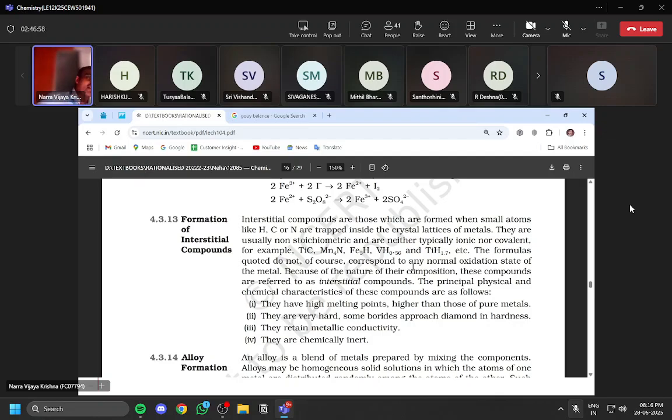Next, formation of interstitial compounds. Very, very important, sir. Reason: an old JEE Advanced question, multiple answer type. Which among the following statements are correct? In light of formation of interstitial compounds, they gave these 4 options as it is. So the answer is ABCD. Are you able to understand? So very, very important.